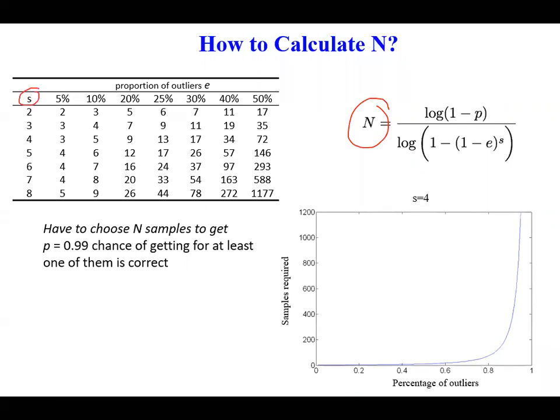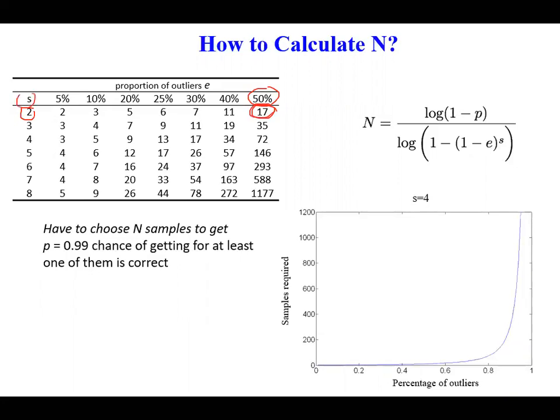If you have S with just two points, and assuming that E, the percentage of my outliers, is 50%, so 50% of my points are outliers, how many iterations do I need to do in order to get to the correct line? Because S equal to 2, so I'm targeting a line, correct? How many times? From this table, you will find that this is equal to 17. If I have S equal to 2 and my E is equal to 50%, I have 17.